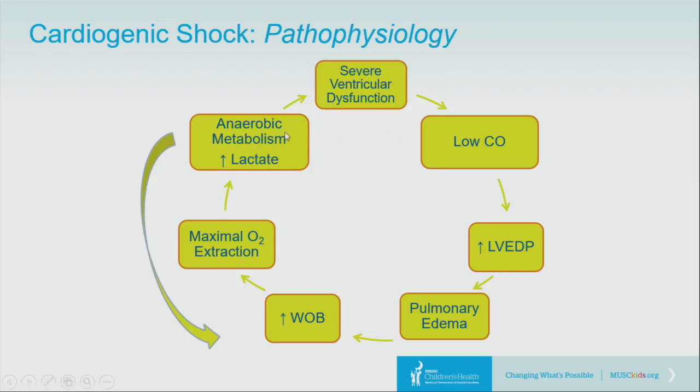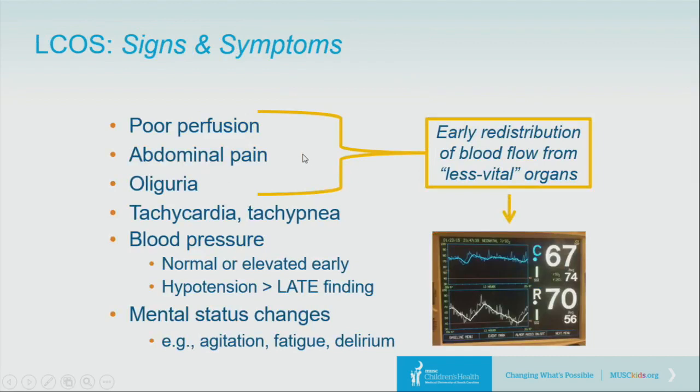That in turn is going to lead to a state of anaerobic metabolism and metabolic acidosis, which has two effects. One is that it can further increase your work of breathing, right? When you've got a metabolic acidosis, you try and compensate by blowing off carbon dioxide. And the acidosis in and of itself can further exacerbate your ventricular dysfunction, and you end up in this vicious circle of cardiogenic shock.